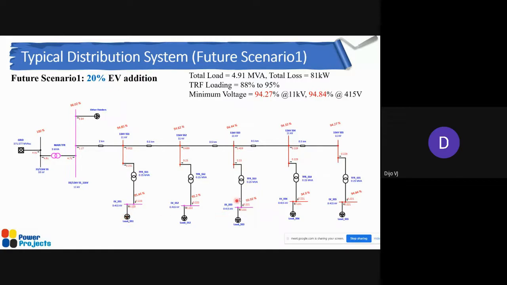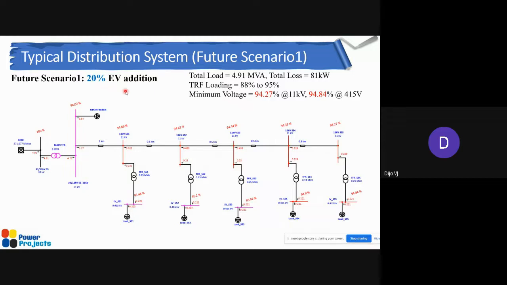What happens now? You can see the voltage profile has changed, right? This is what is going to happen when many households have electric cars. You can see at the first part itself the voltage is reduced below 95 percent, and when it comes to the last one, it goes to 94.27. Even at the LV level, it is 94.84%. This is just a 20% addition of electric vehicles.